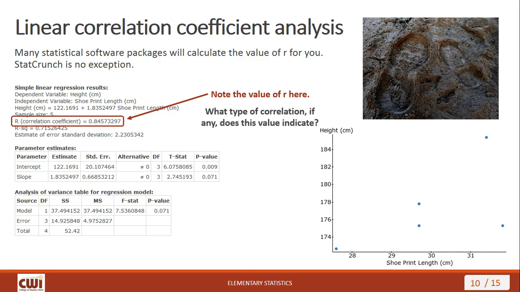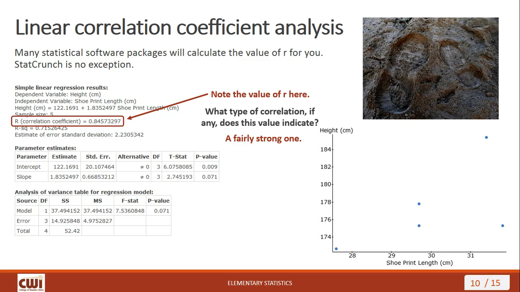Now, what type of correlation, if any, does this value indicate? I'll give you a moment. You should know this because we just talked about it. Well, if you said a fairly strong one or something thereabouts, then yeah, look at 0.85. It's not far removed from 1, and it's certainly a lot closer to 1 than it is to 0. So we would say that's an indication of a fairly strong correlation.